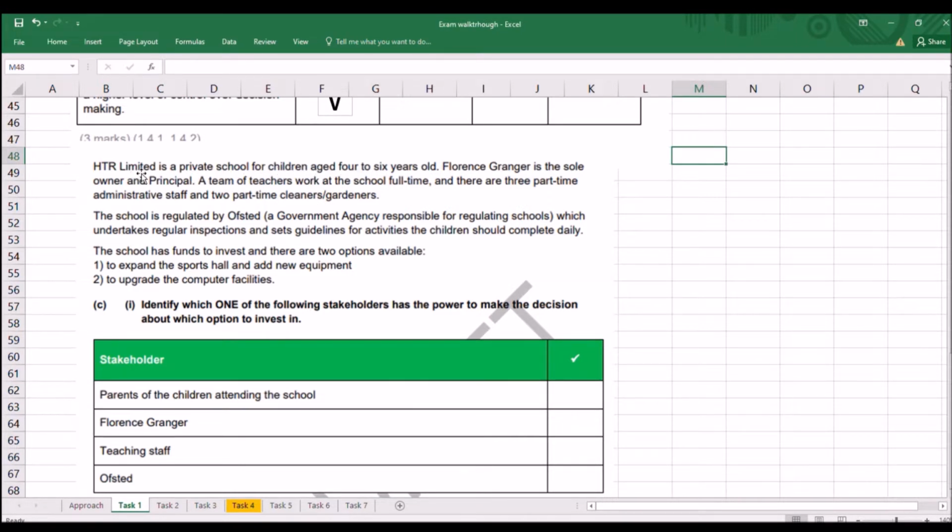Okay, so HTR Limited is a private school for children. Okay, it's a limited company. Florence Granger is the sole owner and principal, so she's the sole owner of a limited company. Okay. Team of teachers that work at the school are full-time. There are 3 part-time administrative staff, 2 part-time cleaners and gardeners.